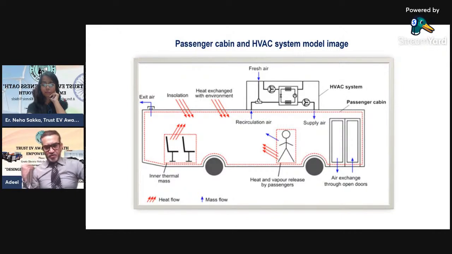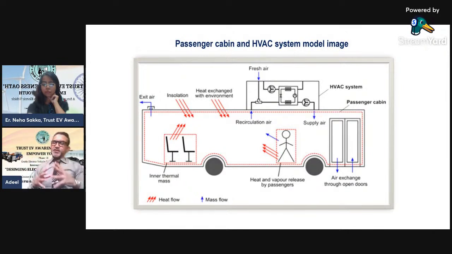Maybe it's hot weather outside and it's AC inside, so there's an exchange. Again, it's an effect. So supply of air is also coming through the HVAC system. If you look at the AC of your car, it has ventilation mode and recirculation mode. So it is called the HVAC system. Then there is heat and vapor released by passengers. When the passenger is sitting inside, we are also releasing heat and vapor in terms of breathing. So these are all the factors in the passenger cabin HVAC system model.